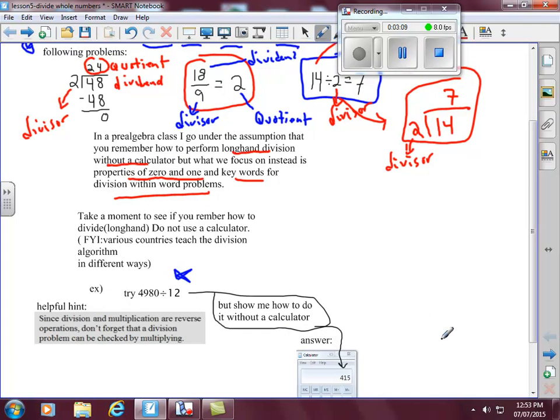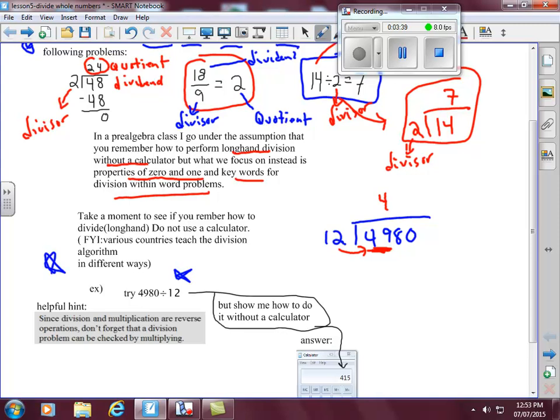So remember that people from various countries are trained differently with the division algorithm. But here we typically say, 4980. And when we set up our longhand division, we put the 12 out here. And then what we typically do is we say, well, does 12 go into 4? No, it doesn't. But does it go into 49? So we slide in, look at the first 2 digits and say, 12 goes into 49 about, and that involves your times tables, about 4 times.